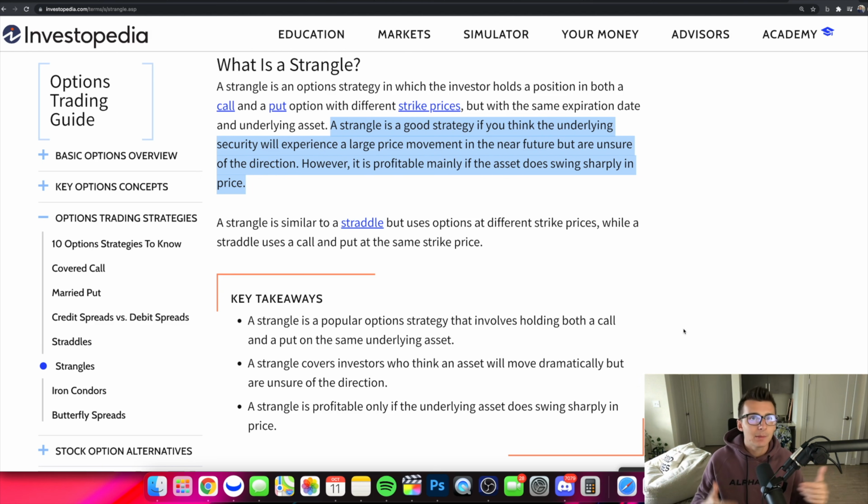Stock goes down, you make money, but you still could lose if the stock stays in the middle of your range that you kind of needed to break out of.